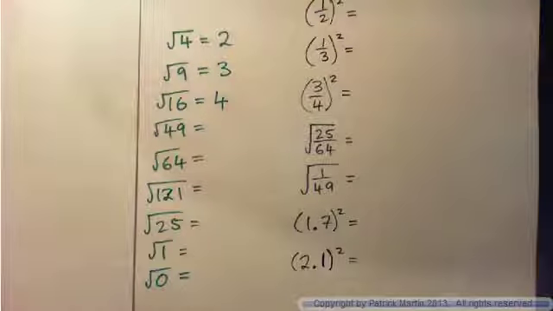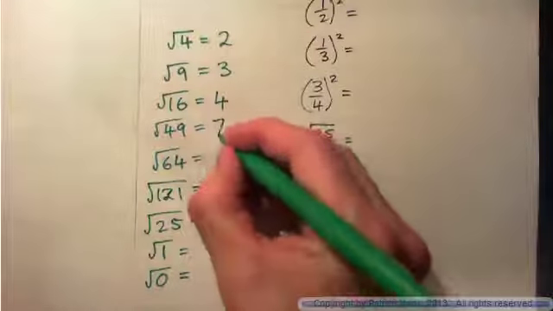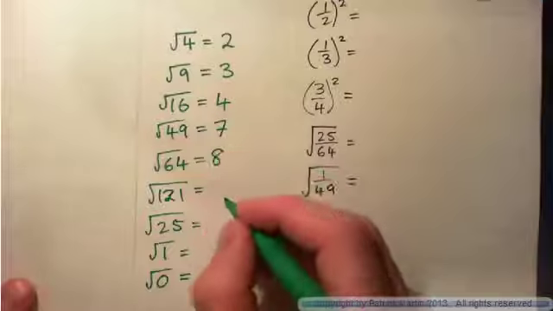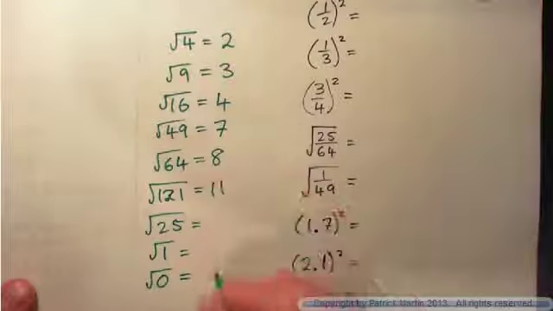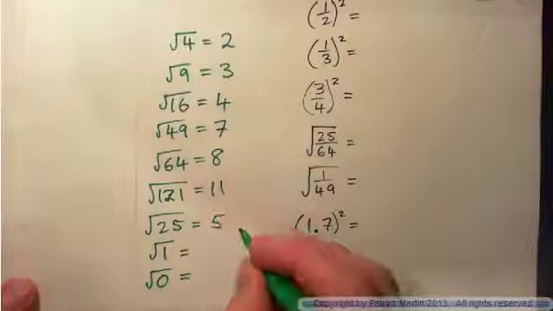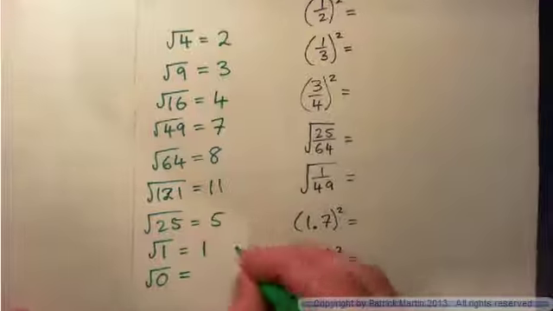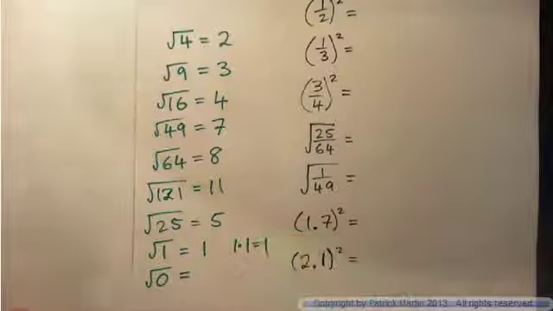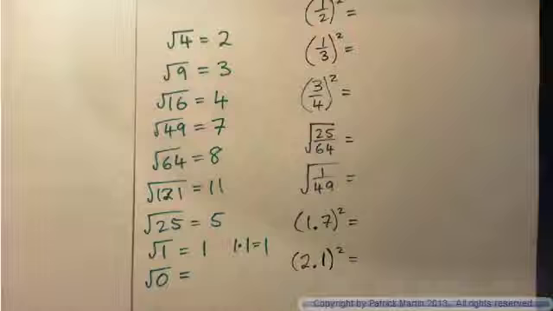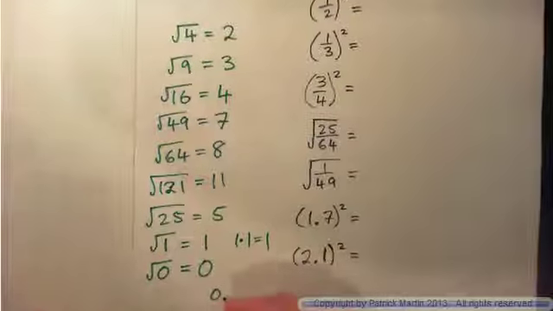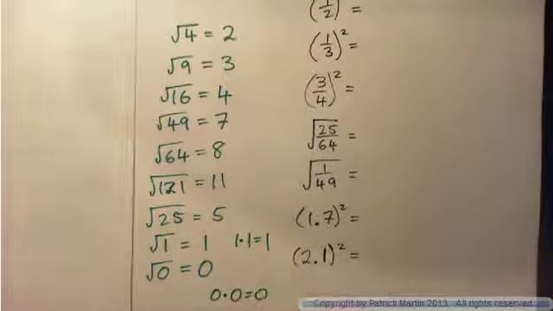So how's it going? Root 49, 7. Root 64, 8, isn't it? Root 121, 11. Root of 25 is 5. What number times itself gives 1? The answer is 1, because 1 times 1 gives 1. What number multiplied by itself gives 0? Any idea? The answer is 0, because 0 times 0 gives 0, doesn't it?